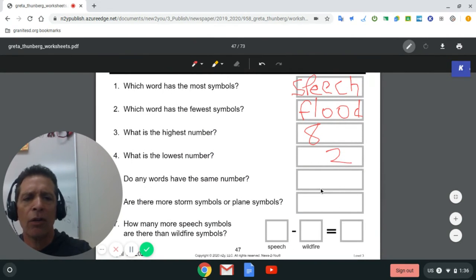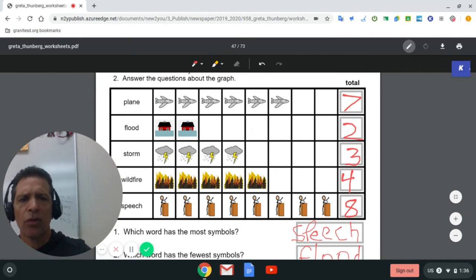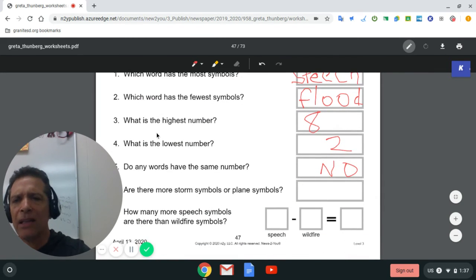And are there more storm symbols or plain symbols? Again, they're pictures. Storm is 3. Sorry. Storm is 3 and plain is 7. What one is the most? Is plain.